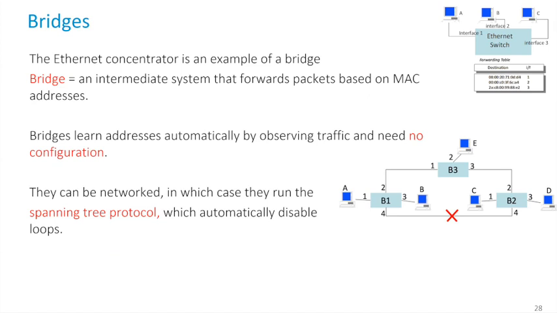In fact, you can interconnect local Wi-Fi areas and Ethernet systems with bridges, which are the same as Ethernet concentrators. So a bridge, an Ethernet concentrator is an example of a bridge. A bridge is an intermediate system that forwards packets based on MAC address. Intermediate system, that means it's a system that receives packets and sends them forward. It's not the destination nor the source of the packet. A router is an intermediate system. An Ethernet switch is an intermediate system.